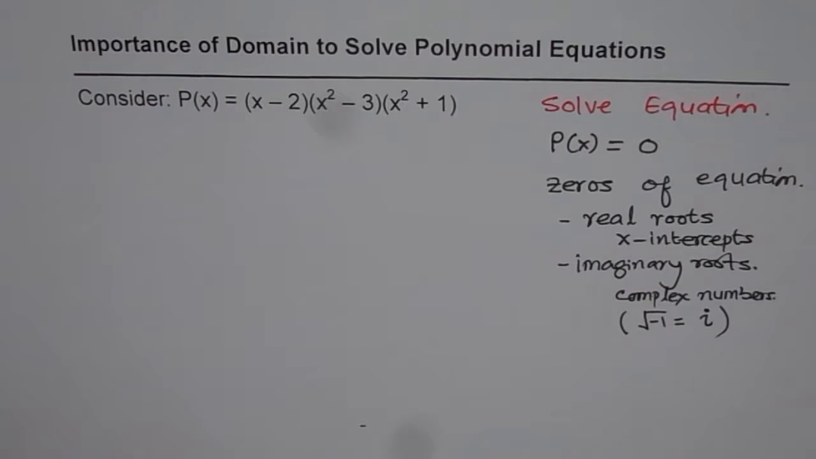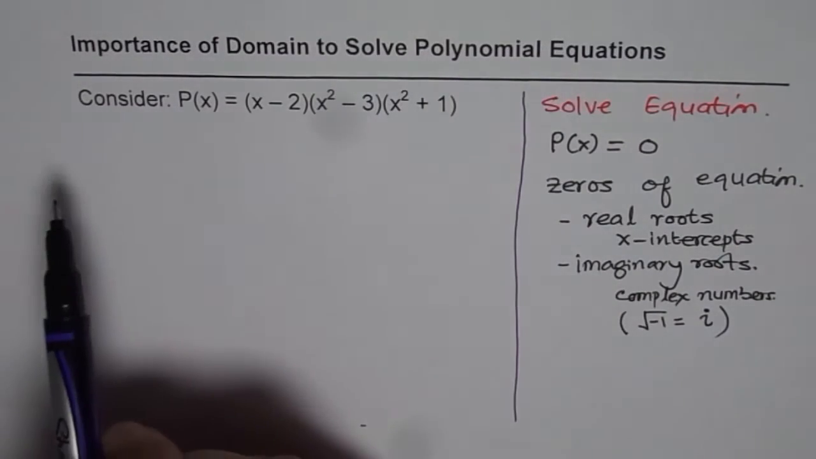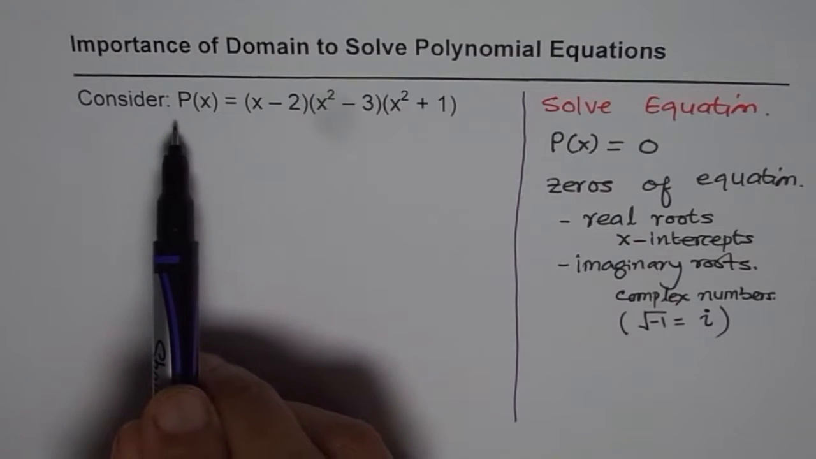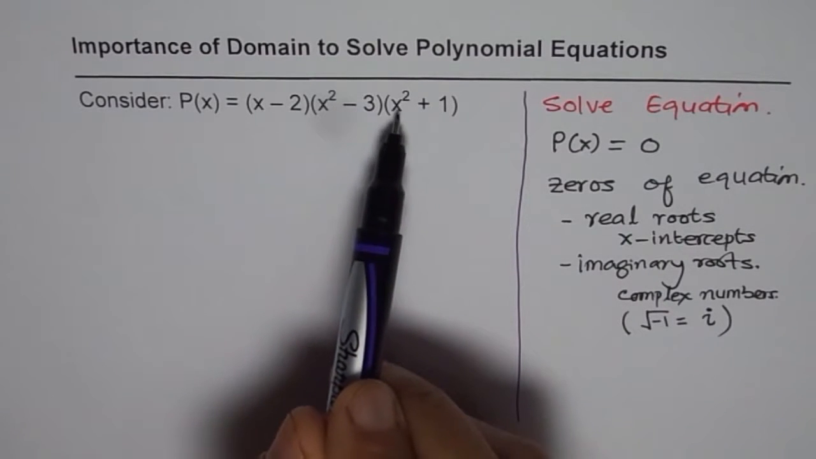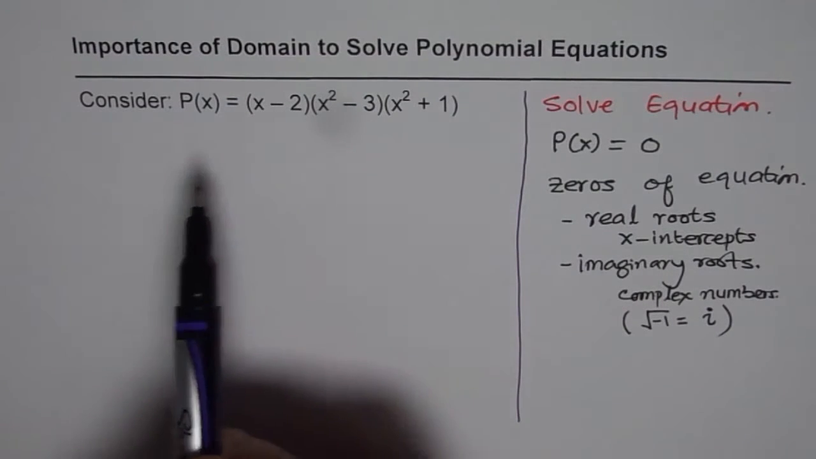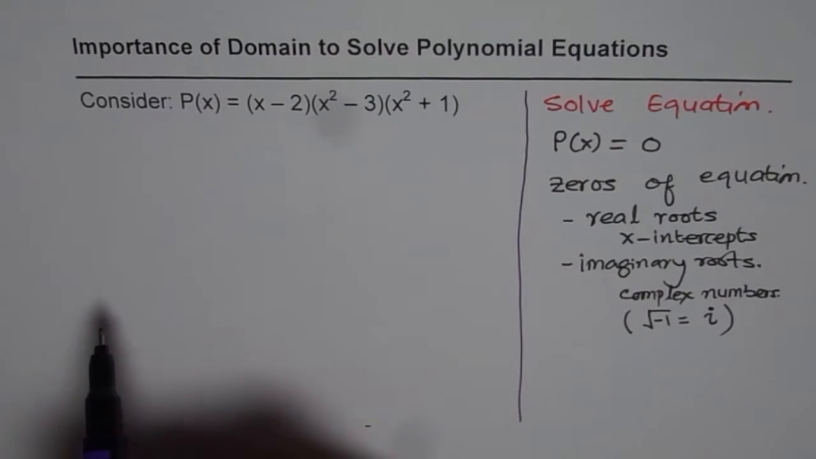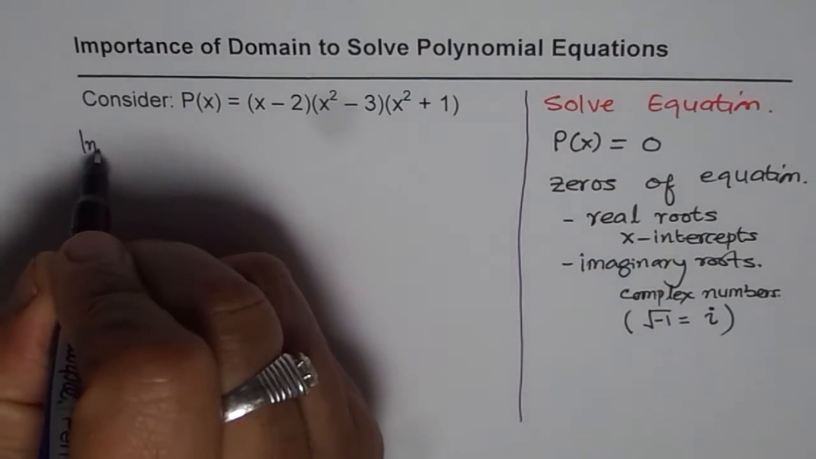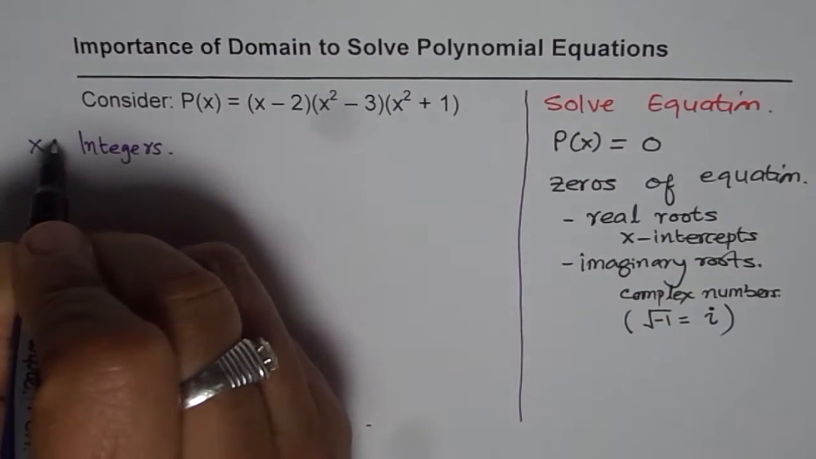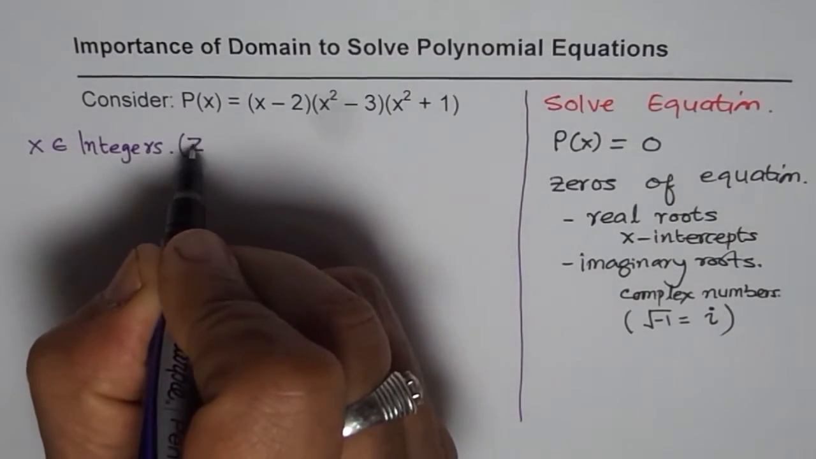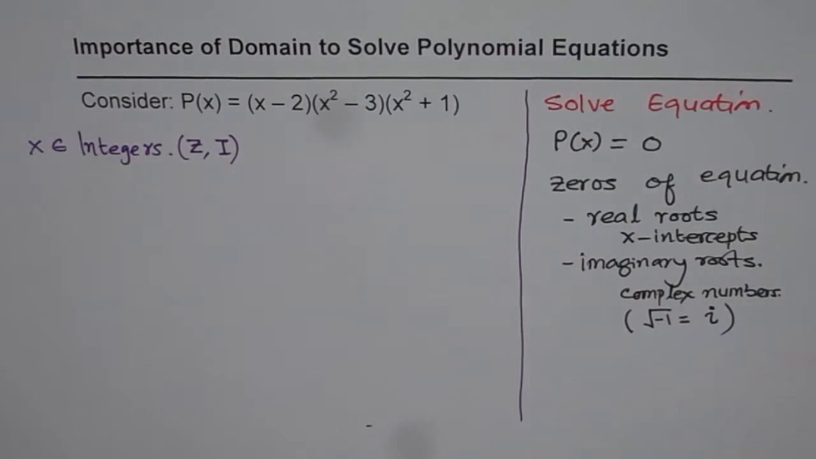Now looking into all this, you must have realized how important domain is, right? Now we'll again consider this polynomial, which is p of x equals x minus 2 times x squared minus 3 times x squared plus 1. And let us look into solution of this polynomial in different domains. So let's begin with domain of integers, for example. So let us say x belongs to integers, which we normally represent by letter Z or by I, right? So x belongs to Z, or the set of integers.